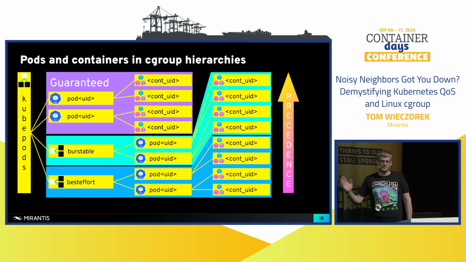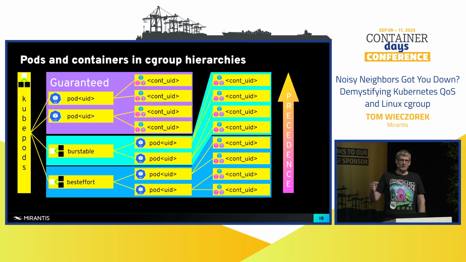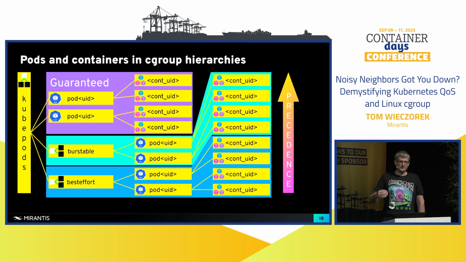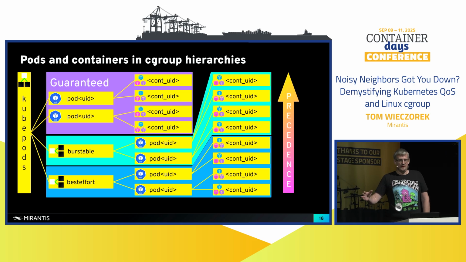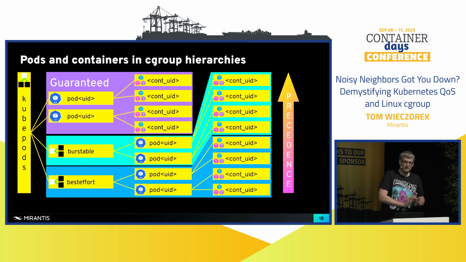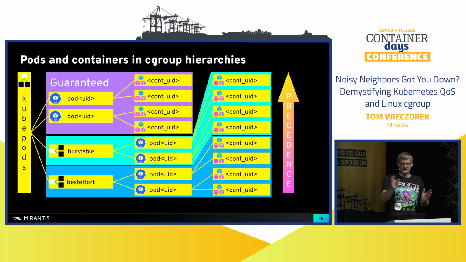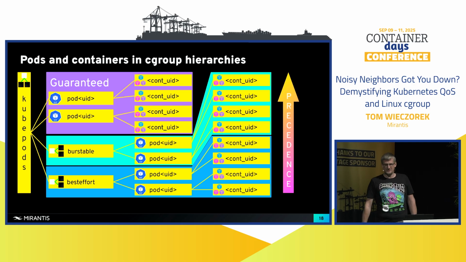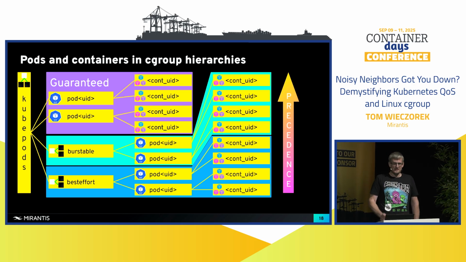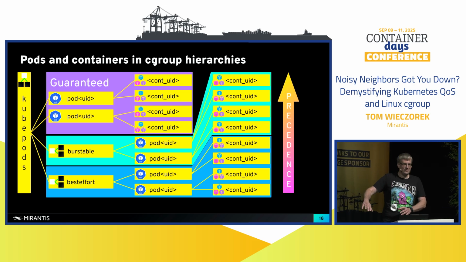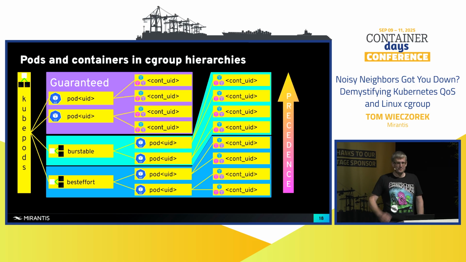From bottom to top, kubelet will sum up the resource requests of each container, then sum up the resource requests of each pod, and so on until the top level for burstable, and then it will set those values for burstable. And the same for the guaranteed pods. Best effort, in this case, doesn't get anything set, so it's just best effort. There are no requests and limits, and the kernel will just do something with it.